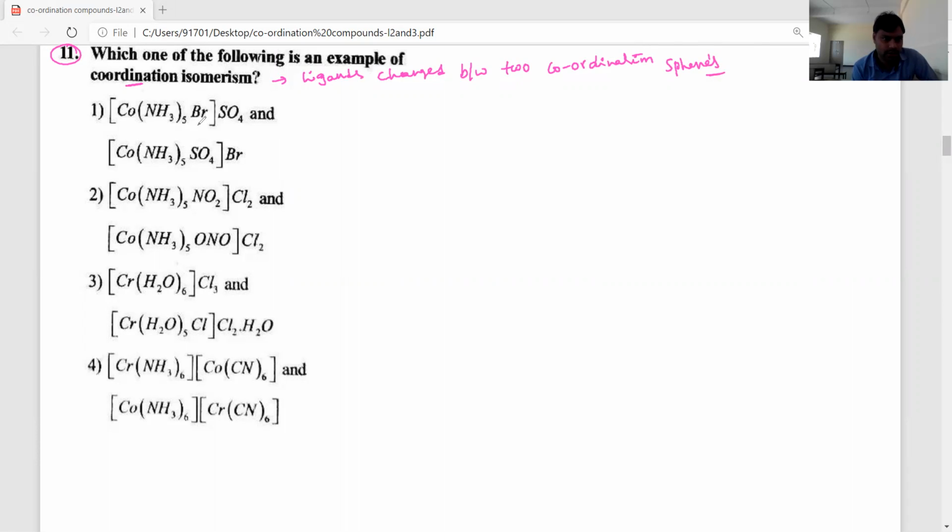Let's see the first one. If you observe that, the first one, Br minus and SO4 2 minus will be exchanged from the coordination sphere to the anionic sphere. That's why these are called ionization isomers. The second one is here a nitrogen donor. Here the oxygen donor.